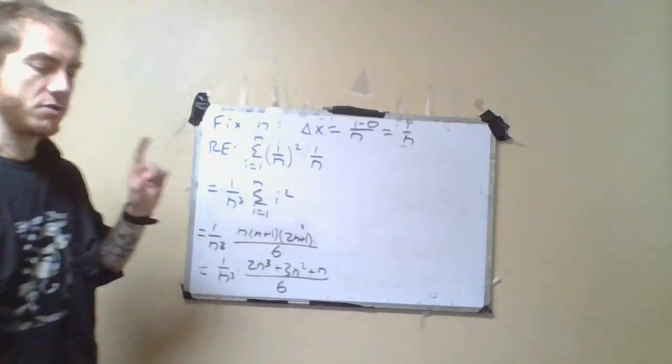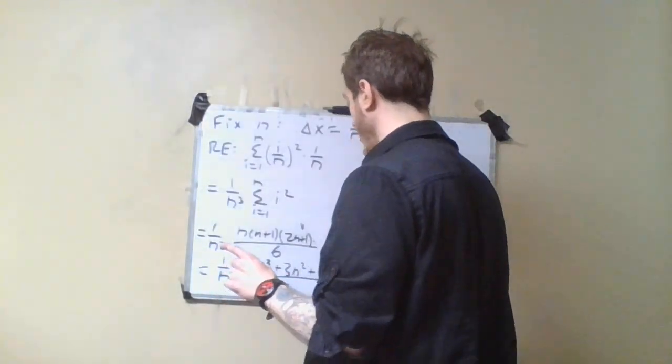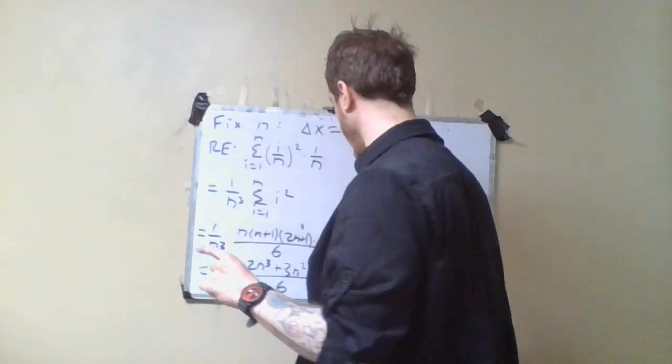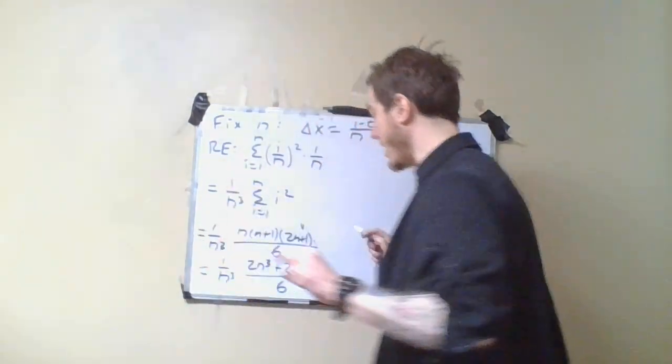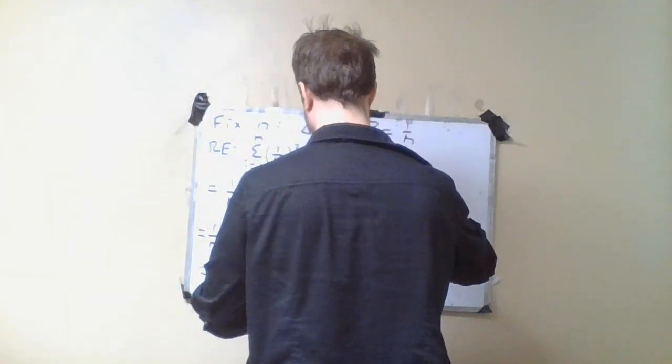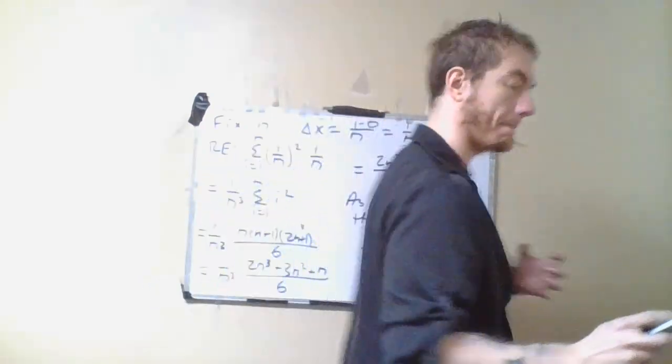Okay, so now, here is what we are going to do. We are going to make sure I didn't erase anything important. I did not. So this is going to be equal to 2n cubed plus 3n squared plus n, divided by 6n cubed. Now, as n goes to infinity, this is going to approach 2 over 6, which is equal to 1/3.